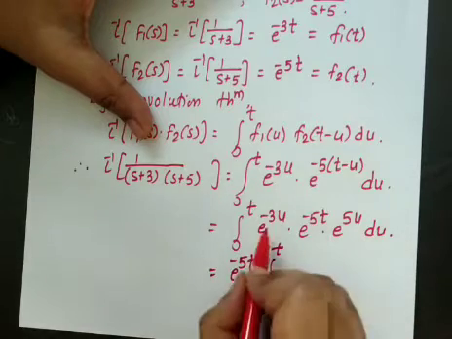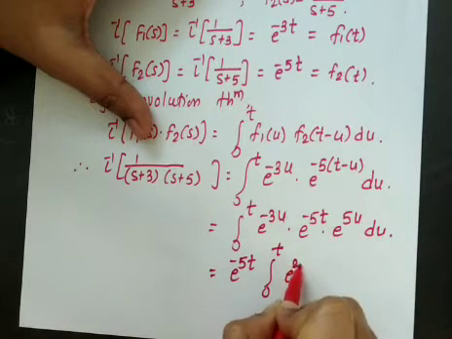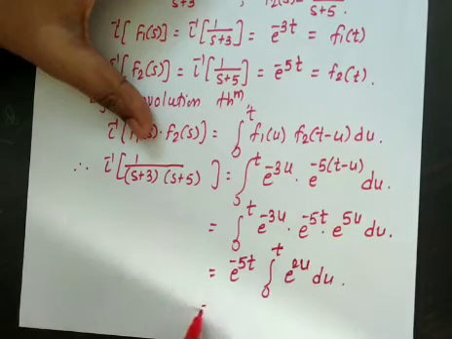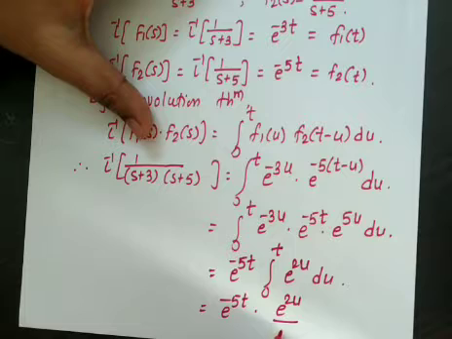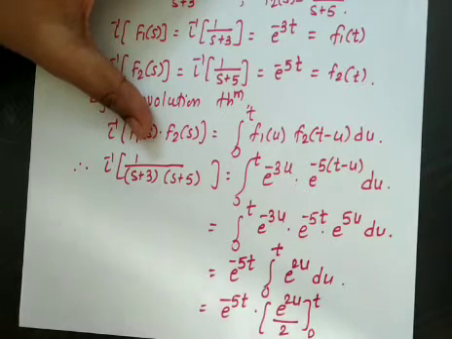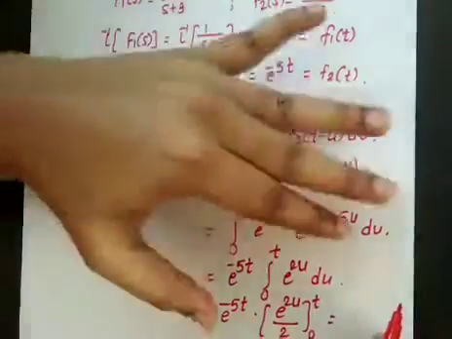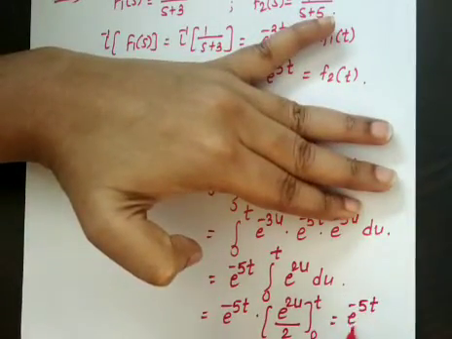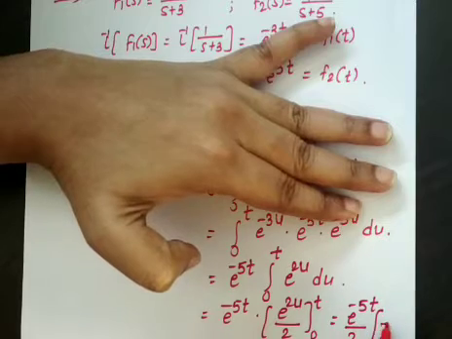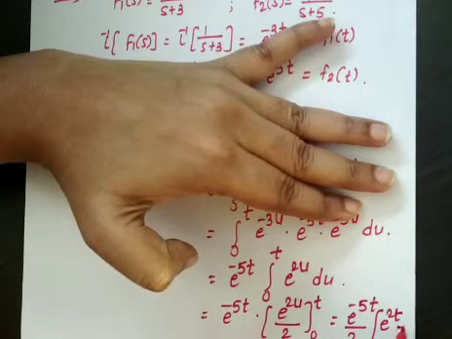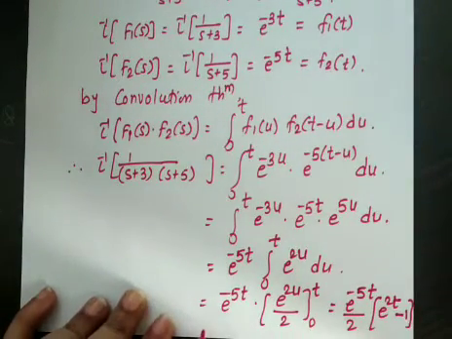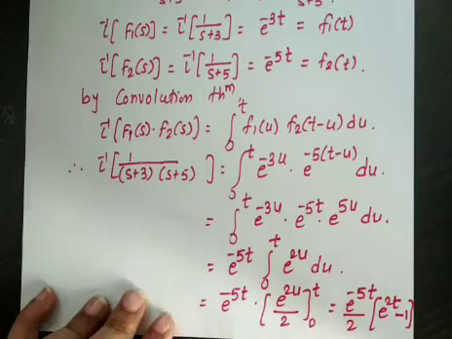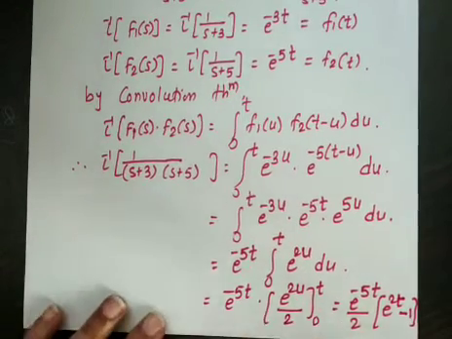Integration 0 to t e raised to 5u minus 3u, that is e raised to 2u du, that is e raised to minus 5t into e raised to 2u upon 2 from 0 to t, that is equal to e raised to minus 5t by 2 into (e raised to 2t minus e raised to 0, that is 1). And then your final answer will be like this, we can stop here. This is your answer.